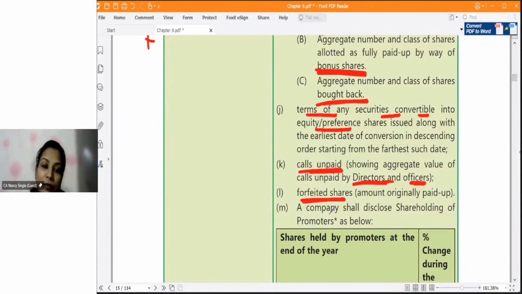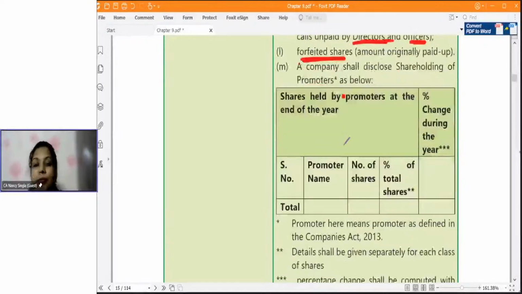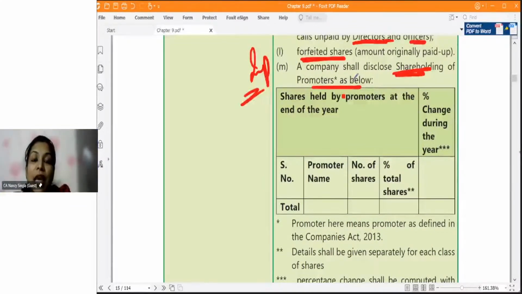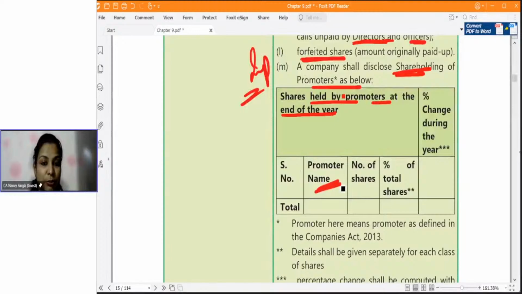Now, very important point, with respect to the shareholding pattern of promoters. Be it a listed company or a non-listed company, this information management has to give. A company shall disclose shareholding of promoters as below. Shares held by promoters at the end of the year: what is the name of the promoter, the number of shares, and the percentage of such holding with respect to total shares.